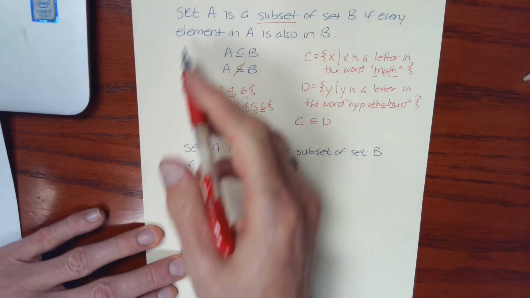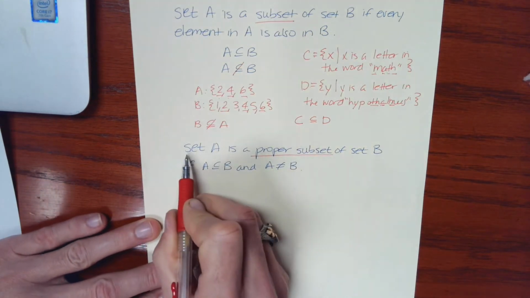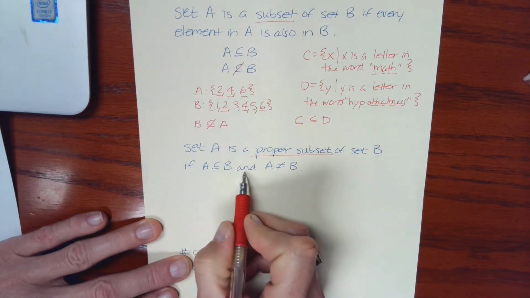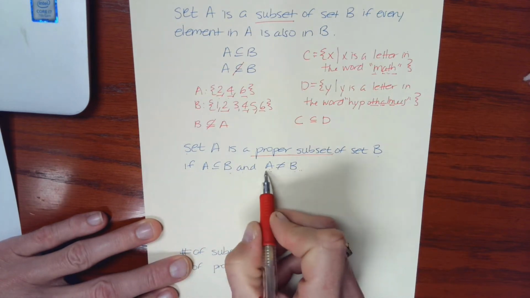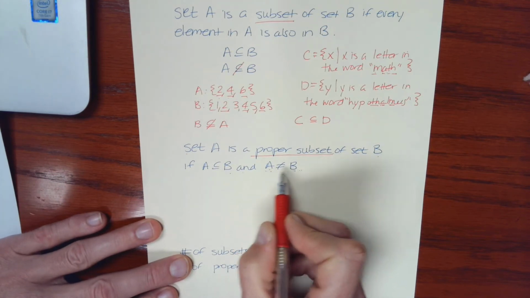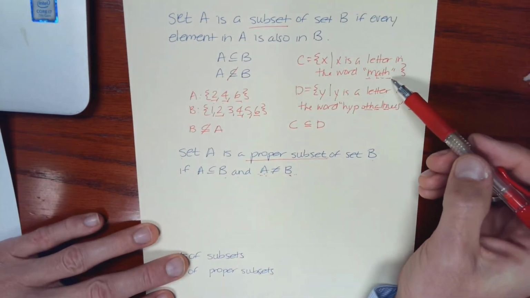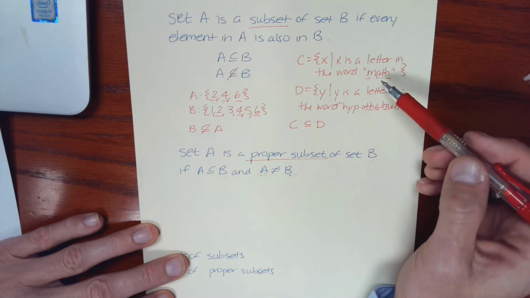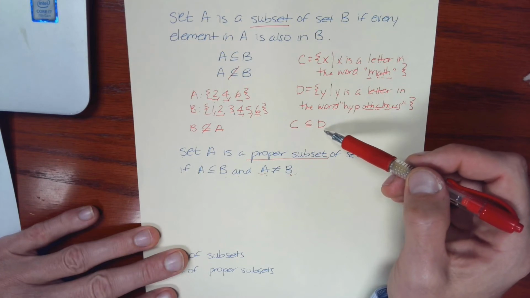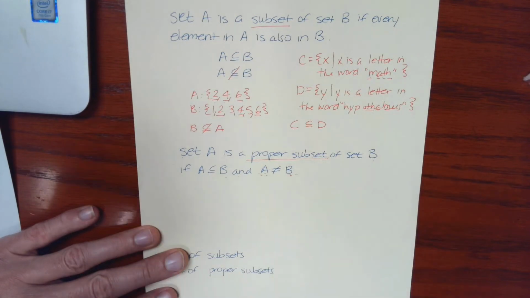Alright, so that brings us to our next concept, which is proper subset. So A is a proper subset of B if it is a subset but not equal. So A does not equal B. Remember, equality in sets means that the two sets have exactly the same elements. So in this previous example, I could make a stronger statement that C is a proper subset of D. So it is a subset but not equal to D.